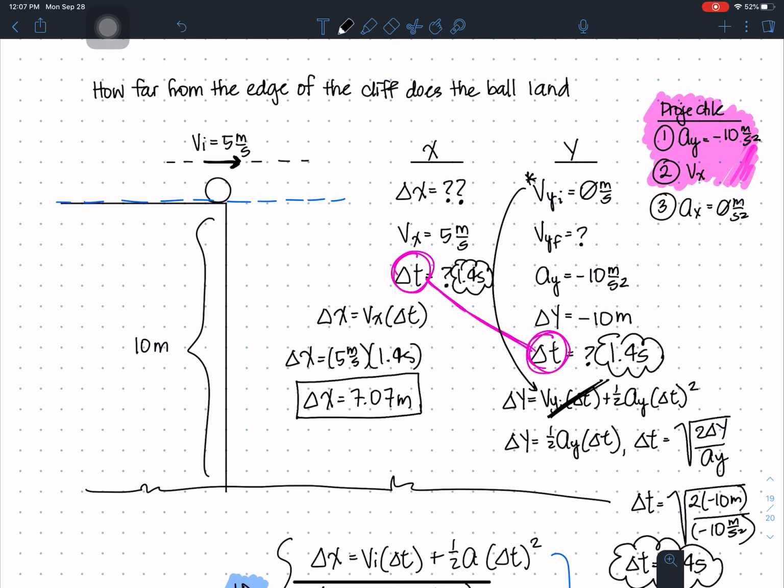So this process is the same process that you will go through for 90% of your kinematic problems. Always draw a picture, create your variable table, choose an equation, figure out what you're solving for. And some key things to remember is that number 1, in the x direction, acceleration is 0. So x velocity is constant. And the second thing to remember is that delta t is the same for both the x and the y.